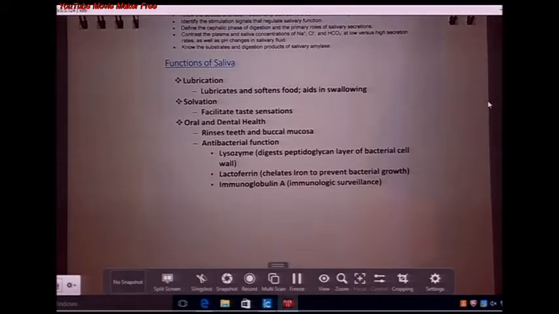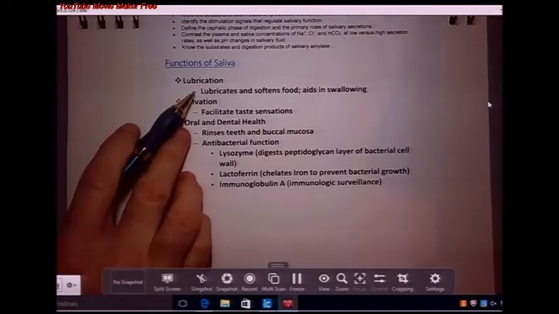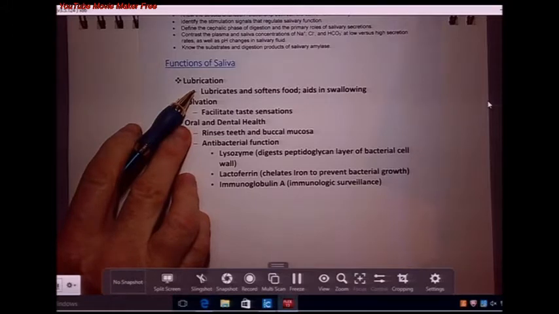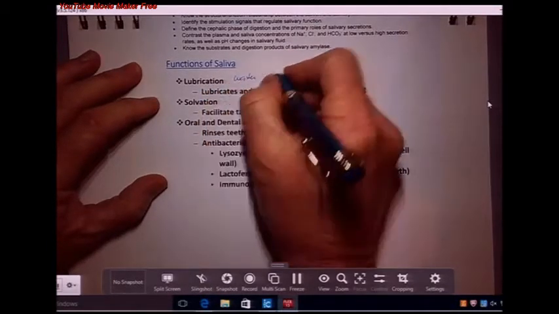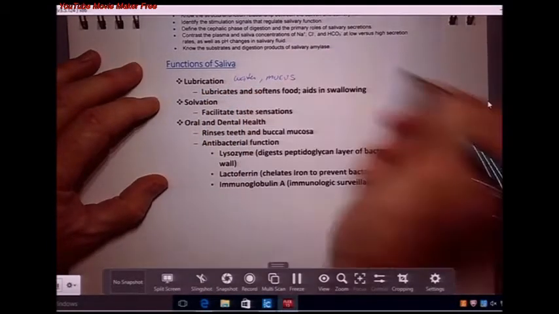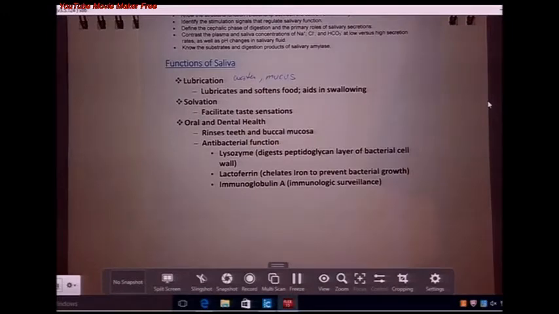So let's start out with the functions of saliva. First function is lubrication. So lubrication is going to come in two forms. One is water. The other is mucus. So we'll look at the structure of the salivary gland in a second, but water and mucus will be secreted in large amounts into the oral cavity, and this is going to be providing lubrication for the food to make sure there's no choking response.